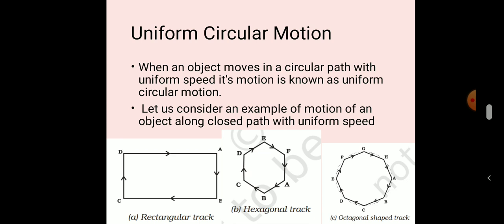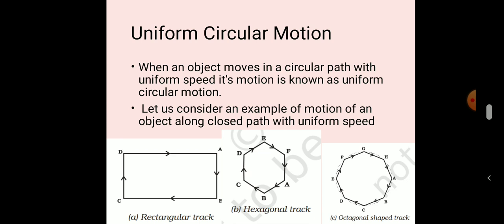Obviously, it is clear that to move in a rectangular track once, he has to change his direction of motion 4 times. Correct? Now consider, instead of a rectangular track, the athlete is running along a hexagonal shaped path A, B, C, D, E, F as shown here. In this situation, the athlete will have to change his direction 6 times while he completes one round.